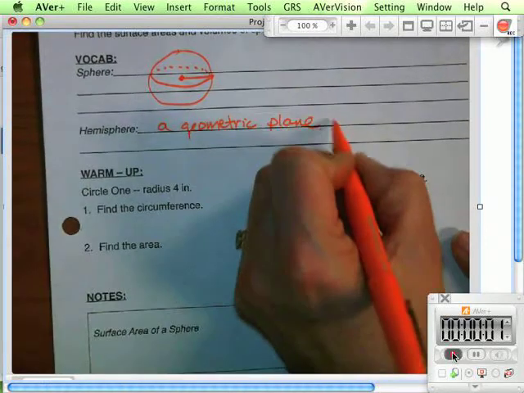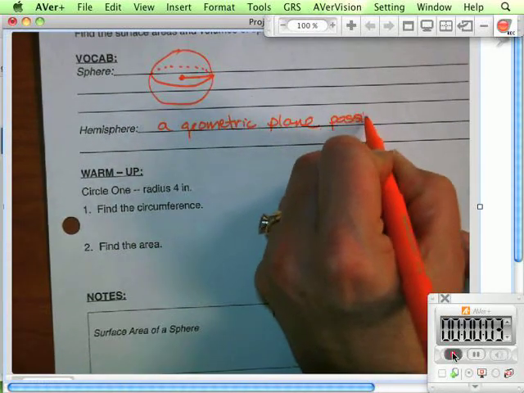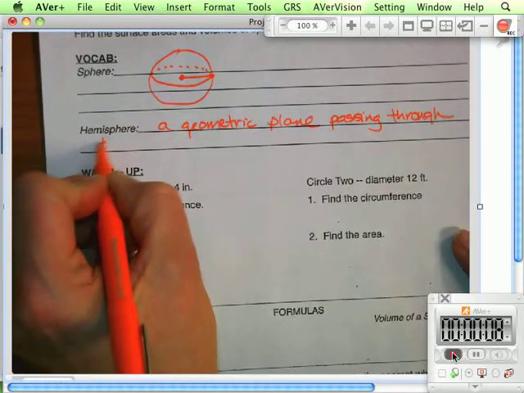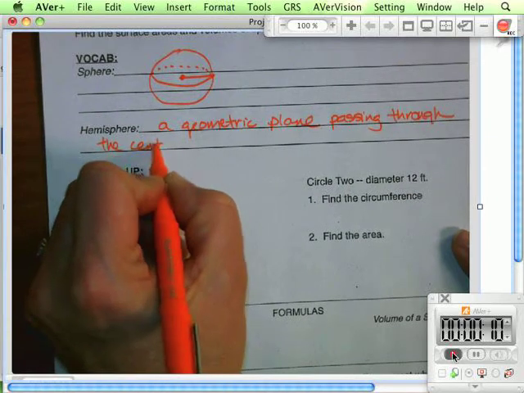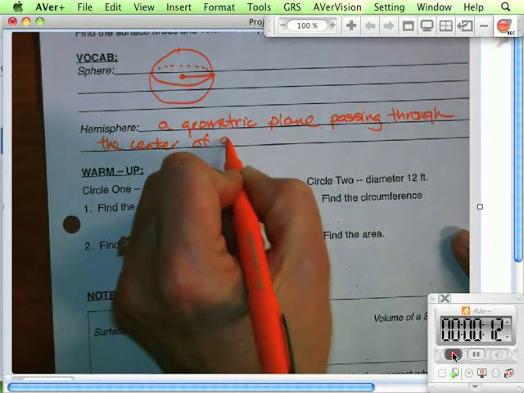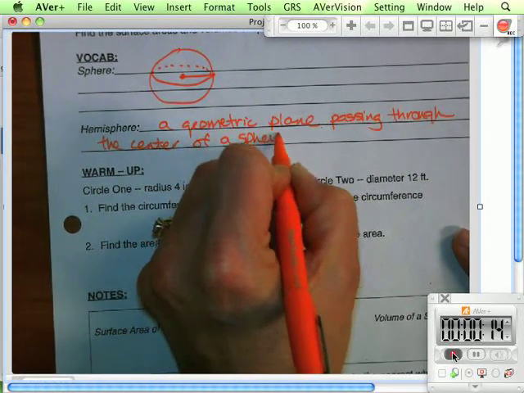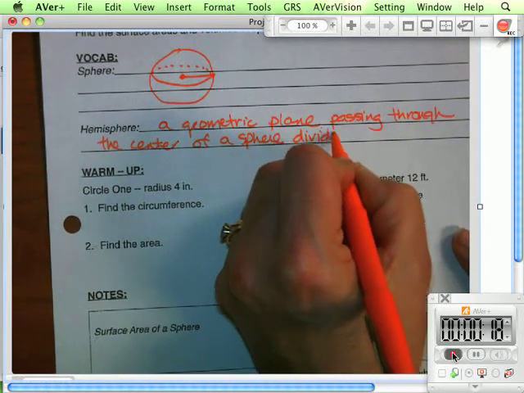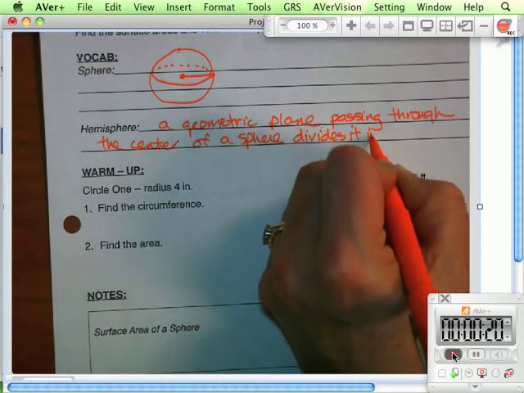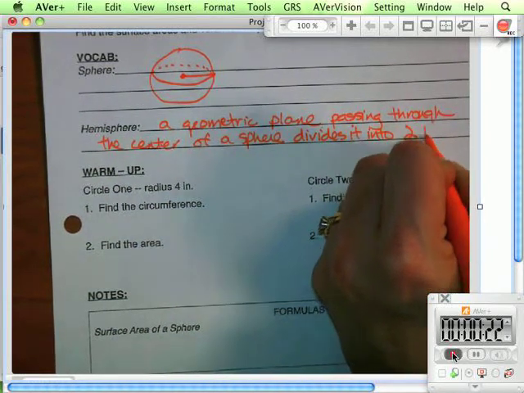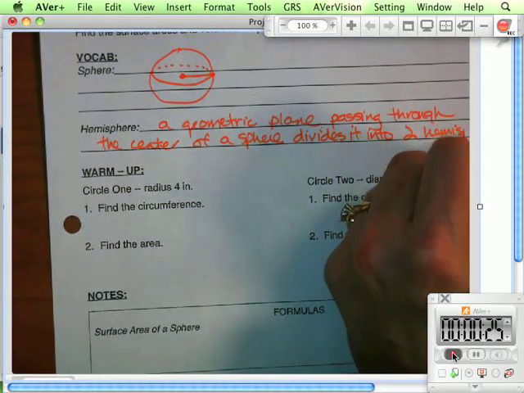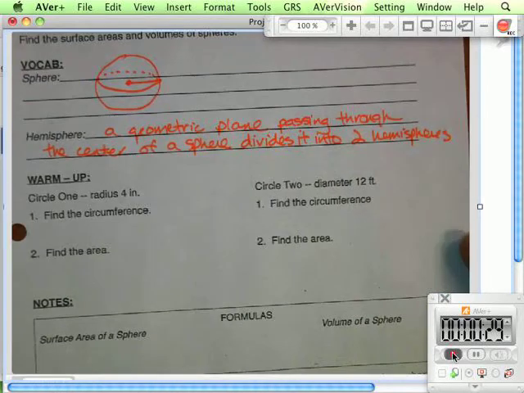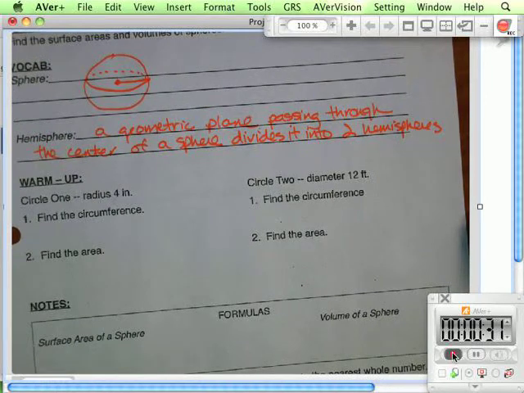Passing through the center of a sphere that divides it into two hemispheres. Which kind of makes sense. Basically, an easier way to say it is it cuts it in half. Two hemispheres.